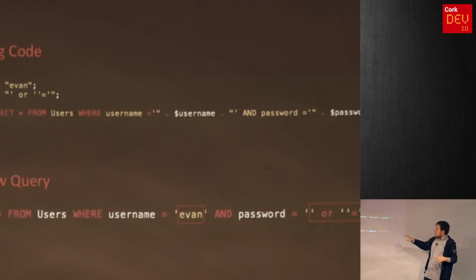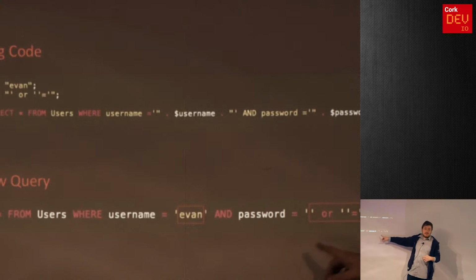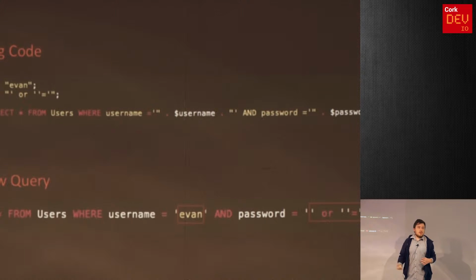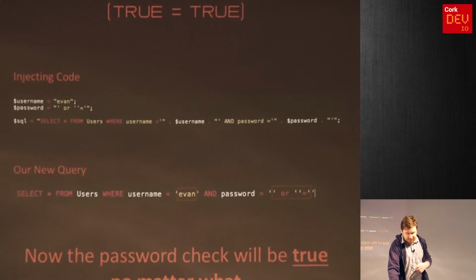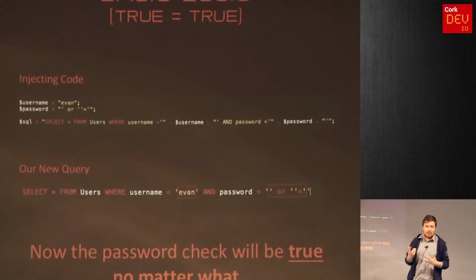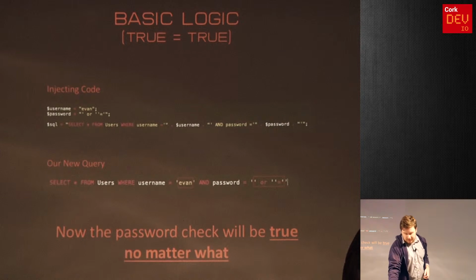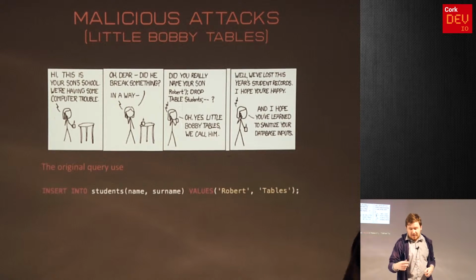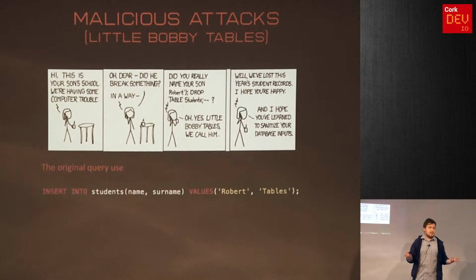Because it's always going to be true, we can log in as any user, because the password check will always be true, so it'll always return the row with that username in it. I'm sure you can see how that will be problematic. It'll be true no matter what, and you can gain access to admin accounts as long as you know the username. The most famous example of that is Little Bobby Tables and his student database.